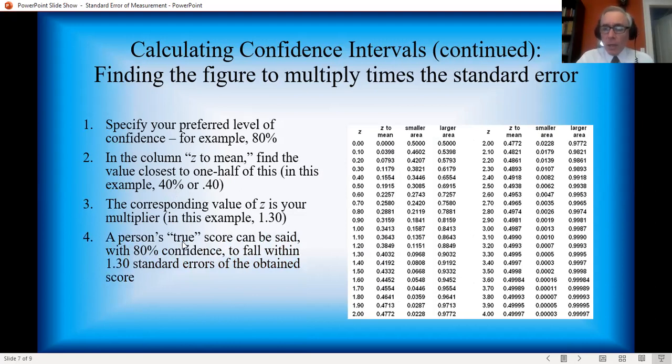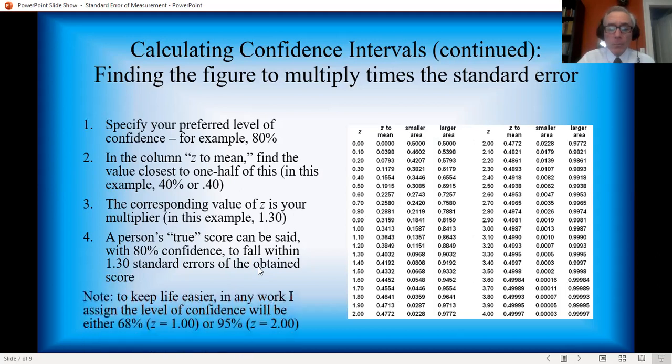So what I can say is, with 80% confidence, the person's true score on the test falls within 1.3 standard errors of the score that we actually got. That will be their confidence intervals.